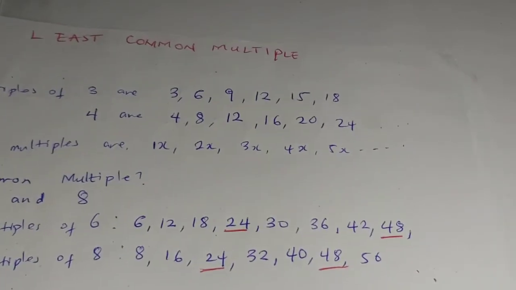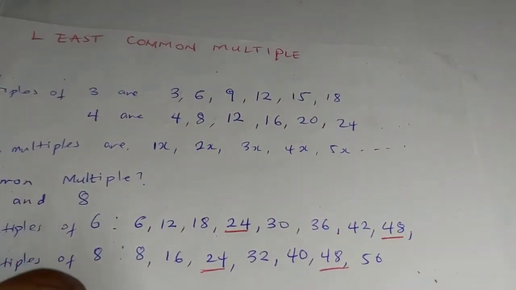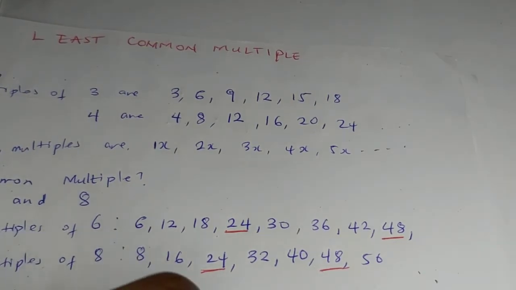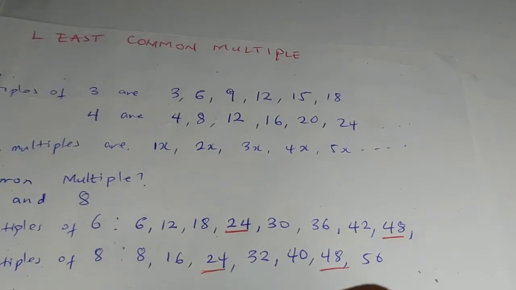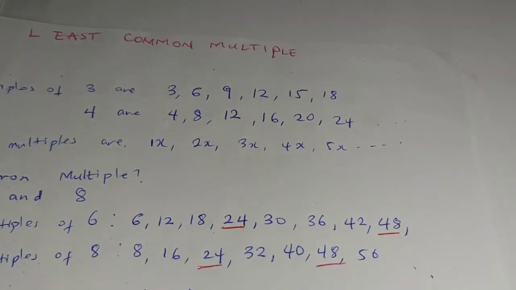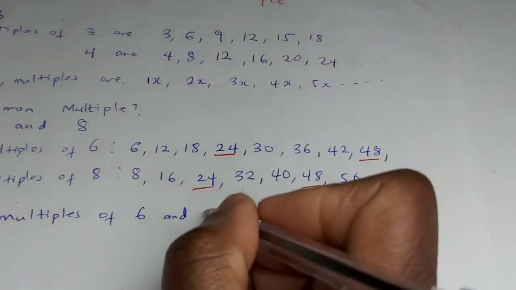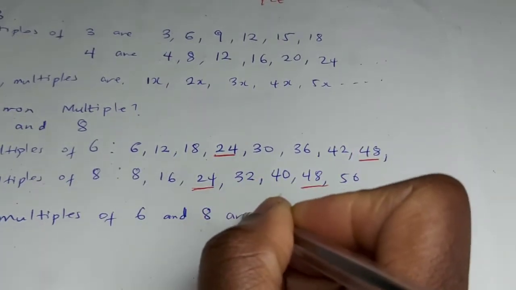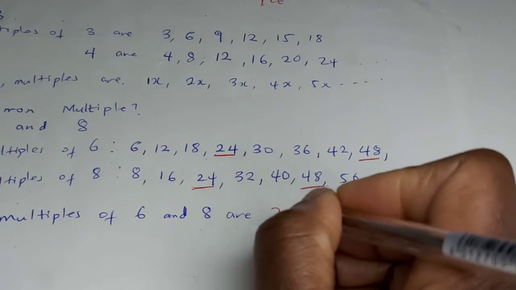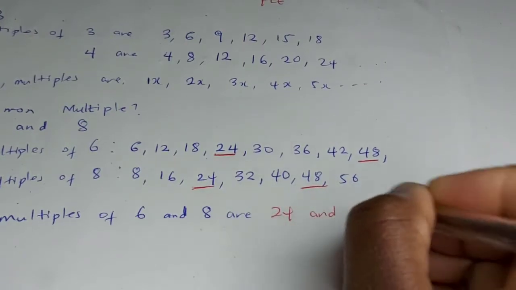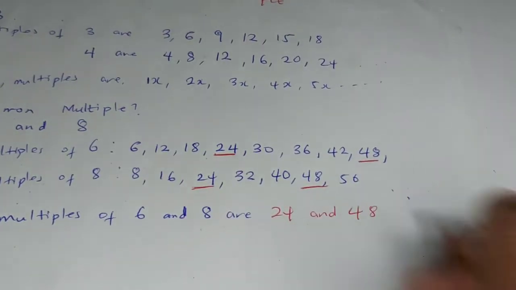So the common multiples of 6 and 8 are 24 and 48.